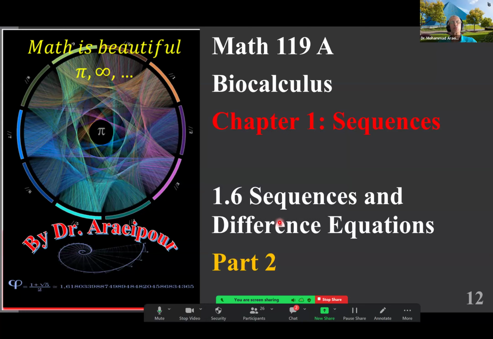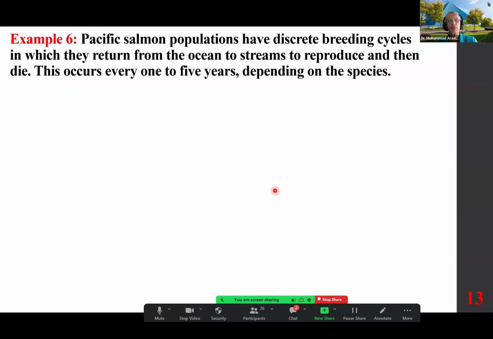Good morning, class. We are looking at section 1.6, sequences and difference equations. Here's the finishing part, part 2. Here's the last example. Pacific salmon population.